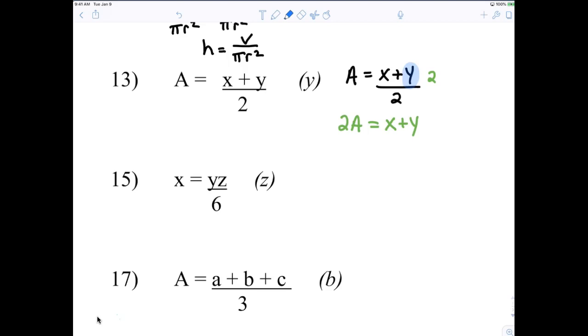Wow, good job. Subtract x. So y is equal to 2a minus x. Anybody having an issue? Pretty happy with that.